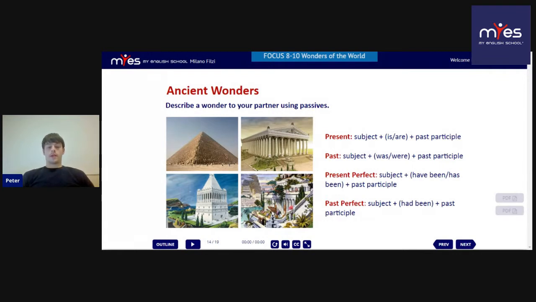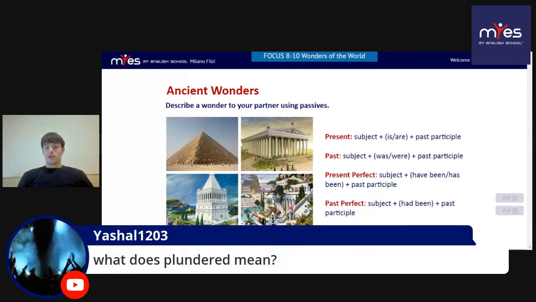So here we can see in detail the structure of the different types of passives. Ancient wonders. Describe a wonder to your partner using passives. Present simple passives, subject plus is or are, plus past participle. Yashal, to plunder something is a synonym of to steal. Plunder is to steal.